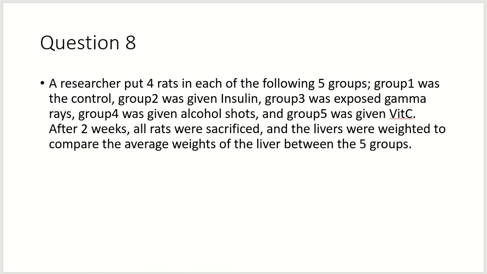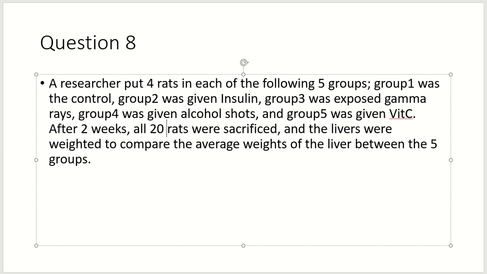So 4 rats in group 1 was the control. 4 rats in group 2. The group 2 was given insulin. Group 3 was exposed to gamma ray, and group 4 was given alcohol shot, and group 5 was given vitamin C. After 2 weeks of this treatment, all rats, all 20 rats, were sacrificed. So let me write here all 20 rats so it becomes clear that these are not the same. Were sacrificed, and the livers were weighted to compare the average weight of the liver between the 5 groups.